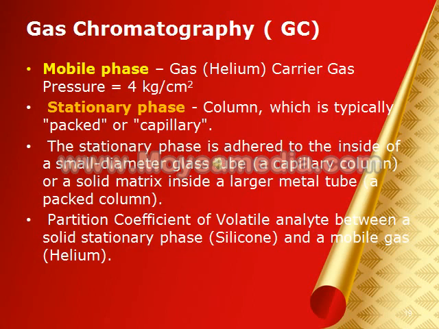Next comes the gas chromatography. Here the mobile phase is gas, especially we use helium, which is under a fixed amount of pressure. Here the stationary phase or the column is a pack of capillary. Partition coefficient of the volatile analyte between the solid stationary phase and the mobile phase, which is the helium. In other cases we have solvent as the mobile phase. Here the gas is the mobile phase, hence the name gas chromatography.